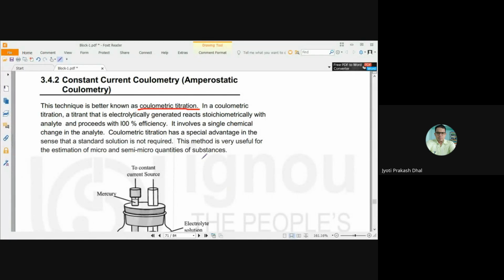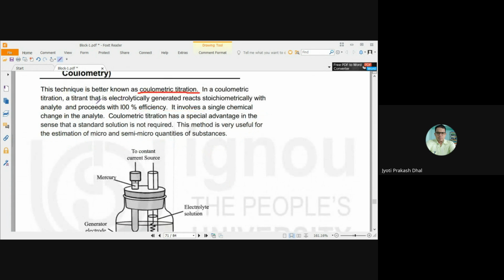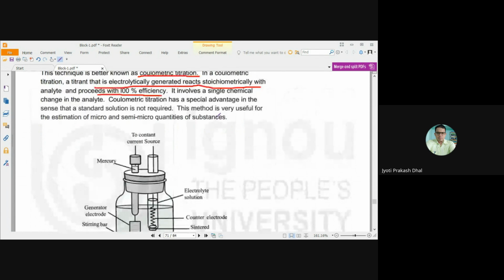So here we will discuss constant current coulometry or amperostatic coulometry. This technique is also known as coulometric titration. In a coulometric titration, the titrant that is electrolytically generated reacts stoichiometrically with the analyte and proceeds with 100% efficiency. It involves a single chemical change in the analyte.